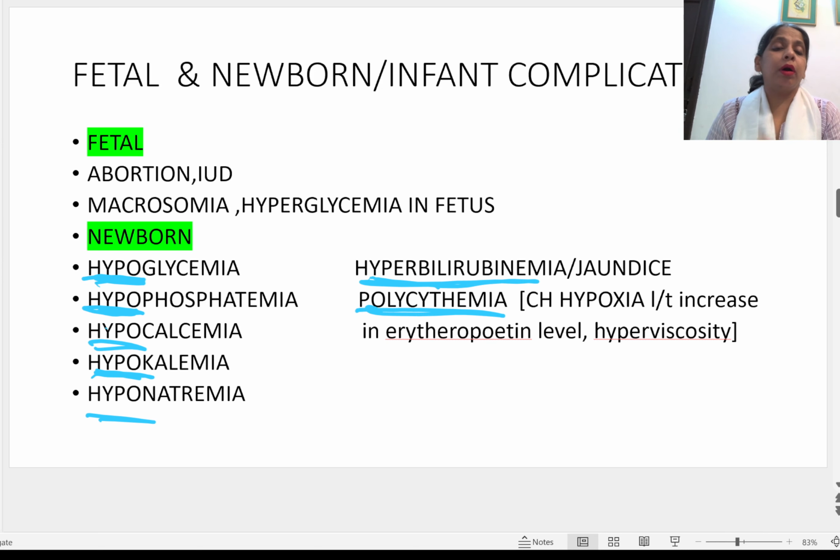Hyperbilirubinemia is also known as jaundice, you all know. That is why this condition is there, and this condition is also known as hyperviscosity. So due to the increased erythropoietin levels, due to the chronic hypoxia, there is hyperbilirubinemia, polycythemia and hyperviscosity syndrome, and all the rest of the ions are hypo and glucose is also hypo. I hope you understand.